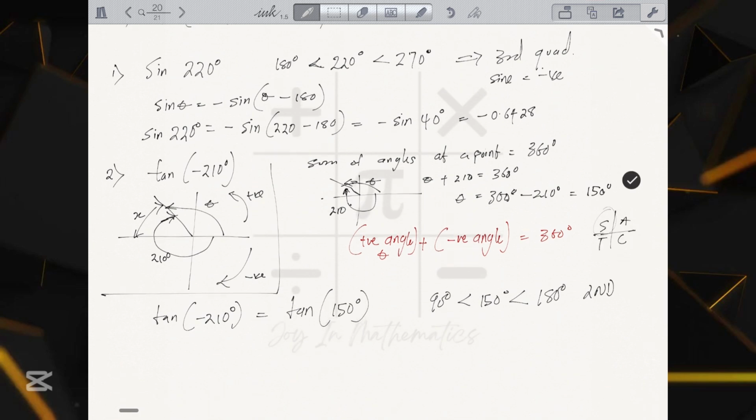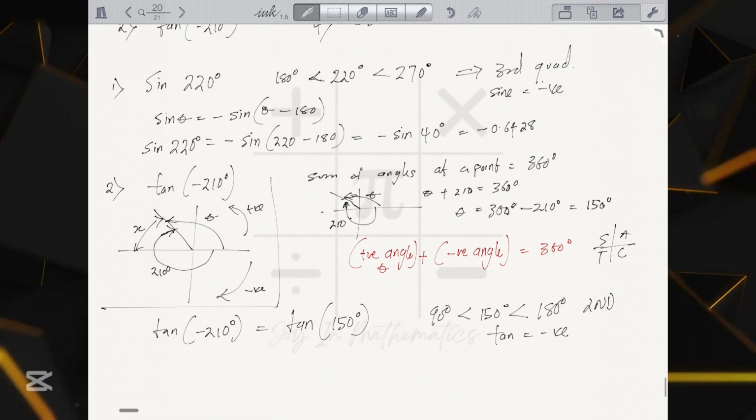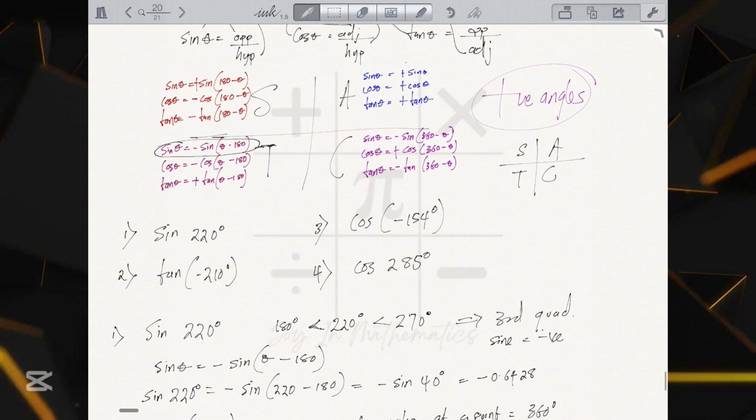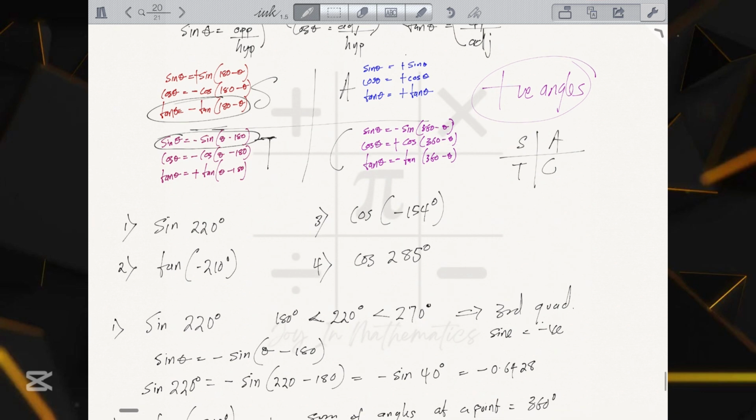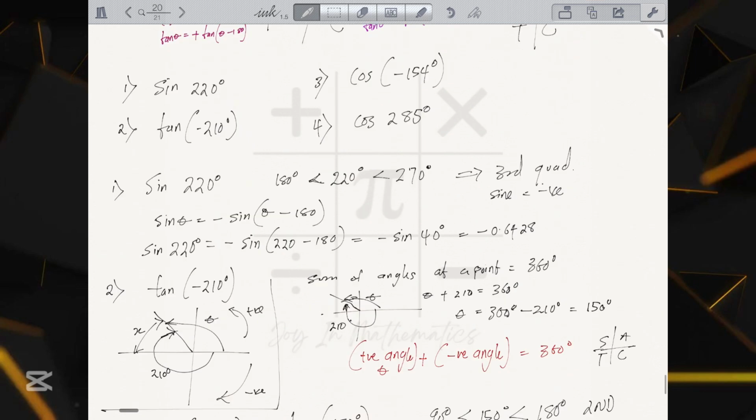In the second quadrant, only sine is positive. So therefore tan is negative. So let's look at the expression for tan in the second quadrant. Tan theta is equal to minus tan of 180 minus theta. 180 minus theta is the expression for the relative acute angle equivalent.